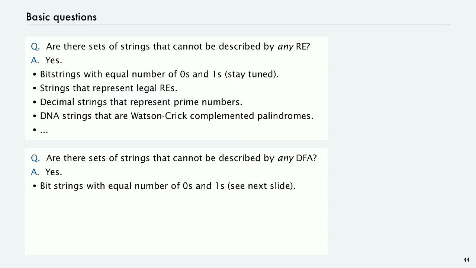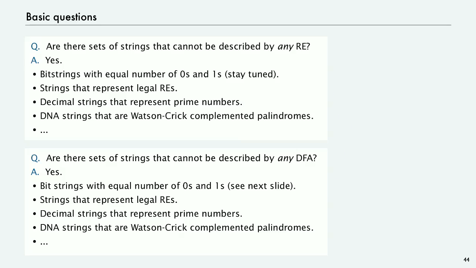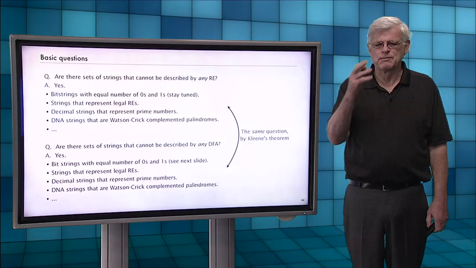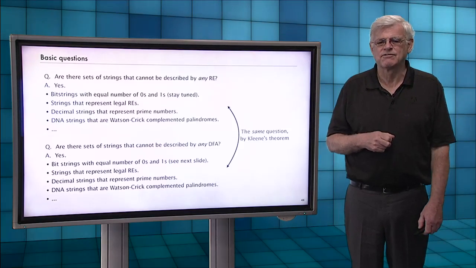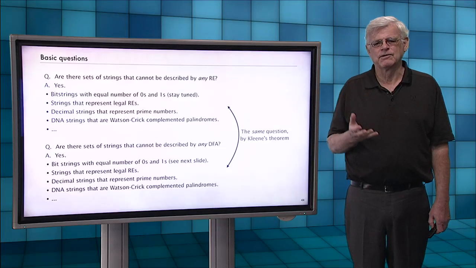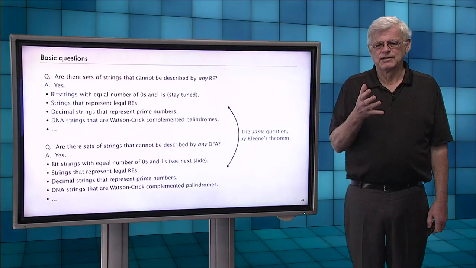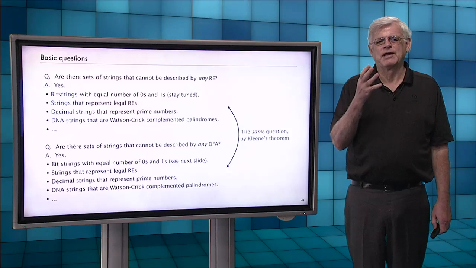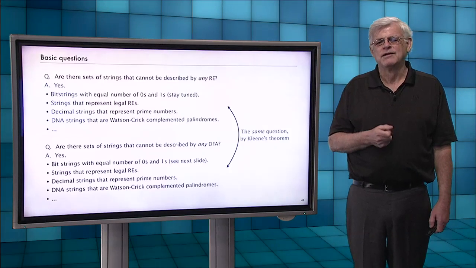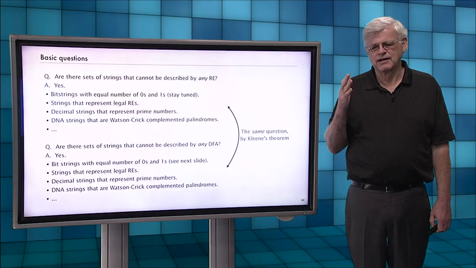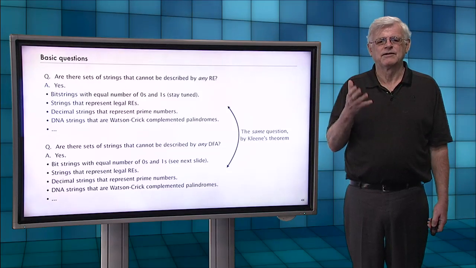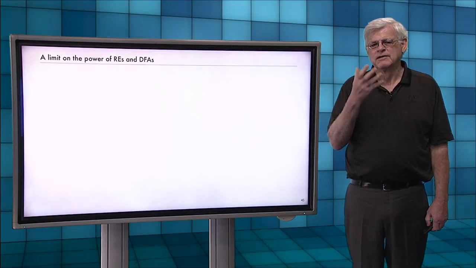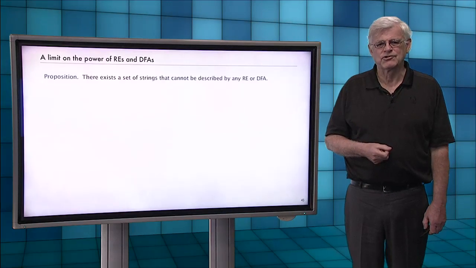Are there sets of strings that can't be described by any DFA? And of course, by Kleene's theorem, that's the same question. You can't build a deterministic finite automaton to recognize, say, bit strings with equal numbers of zeros and ones. And if you prove that, then you've proved that you can't have a regular expression that specifies that language. So that's a basic question, and let's first be sure that we have a good answer to it. Why is it that we say that deterministic finite automata are not sufficiently powerful to do what we want? We have a limit on the power of these abstractions.